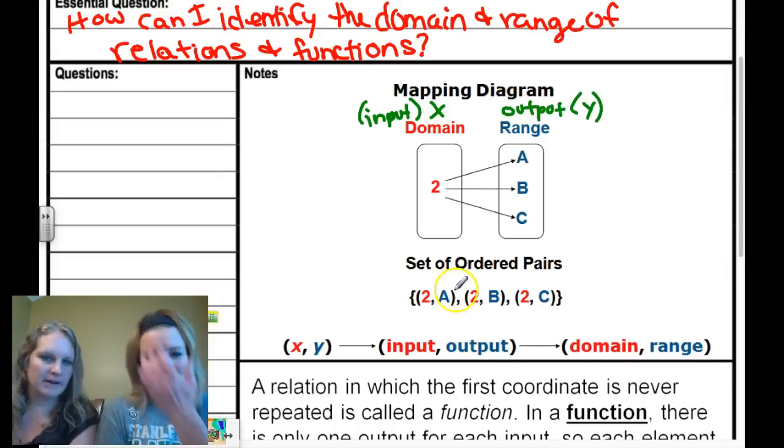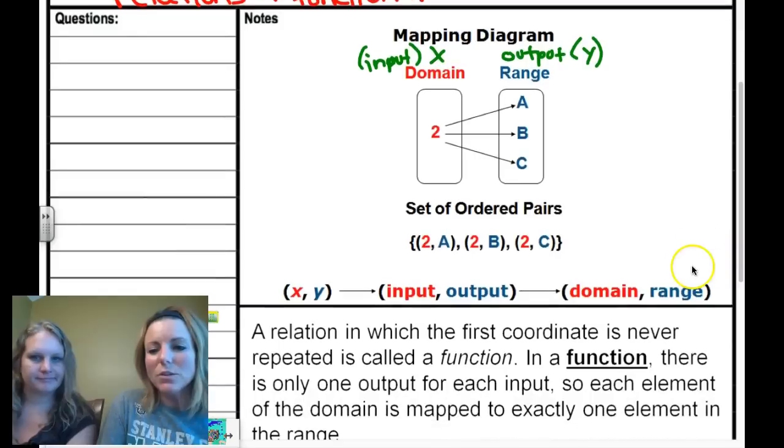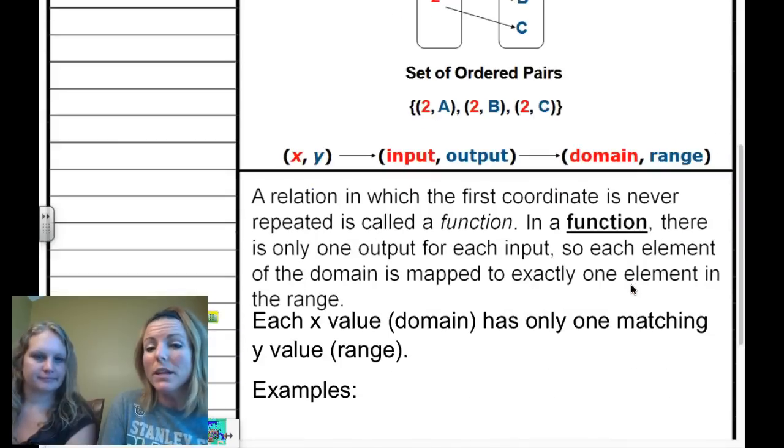So if you get ordered pairs, like Miss Young said, your domain is your X values, so the 2's, and then your output, your Y values, A, B, and C. And that's why she put them there. Exactly. So let's go down and now let's talk about what is a function.